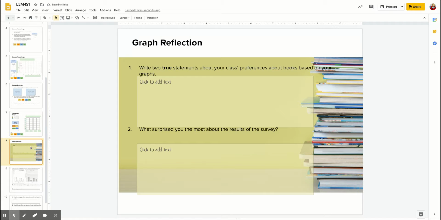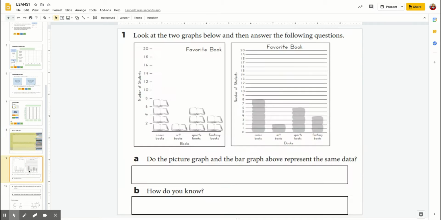And then you have a couple of questions you need to answer. Write 2 true statements about your class's preference about books based on your graphs. And then what surprised you the most about the results of the survey? So you'll complete these slides, and then you're going to complete just a couple of pages. I think it's page 65. It looks just like this in your student book. Pretty sure it's page 65. Let me pause and take a look.